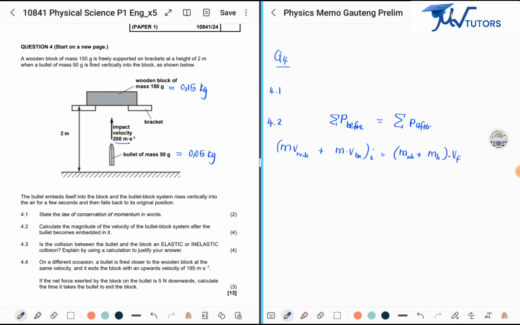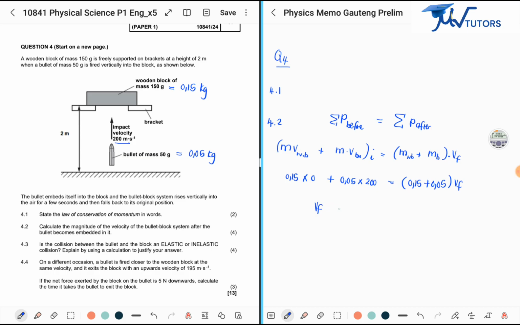Okay. So the mass of the wooden block, that's 0.15. The velocity is 0 because it's stationary. The mass of the bullet is 0.05, and its velocity initially is 200 meters per second. And then here we have 0.15 plus 0.05, and we are looking for that velocity.